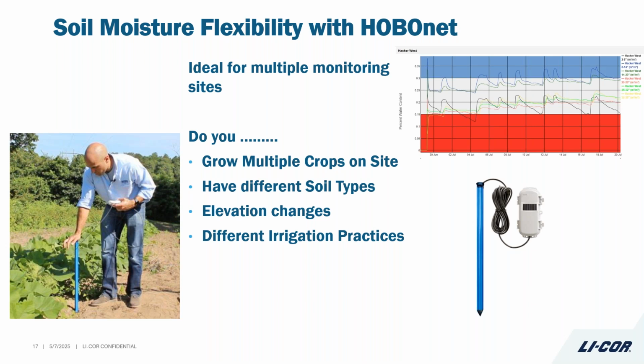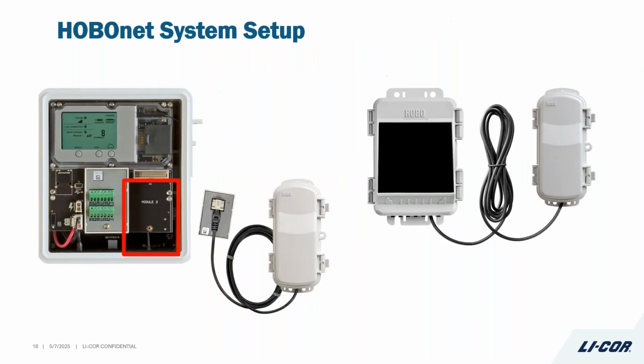Because maybe you're growing different crops on one site. Maybe you have different types of soils. There's elevation changes, or you have some different irrigation practices. So you want to be able to put soil moisture on all of these different sites. HoboNet gives you the flexibility to be able to do that.